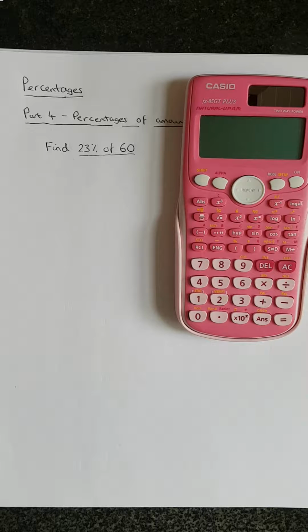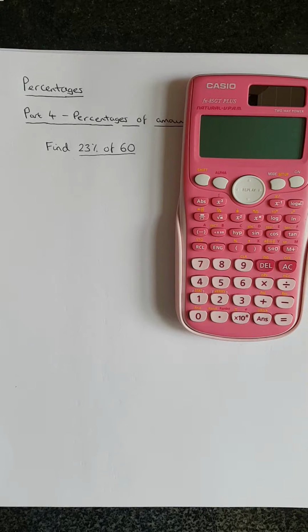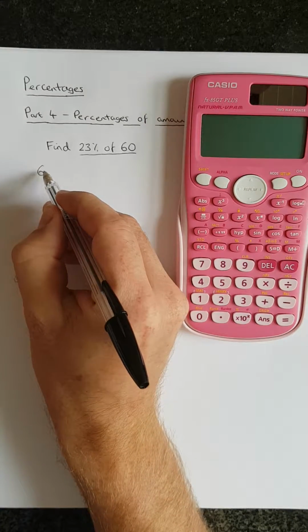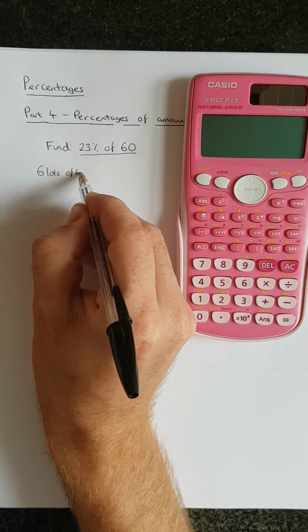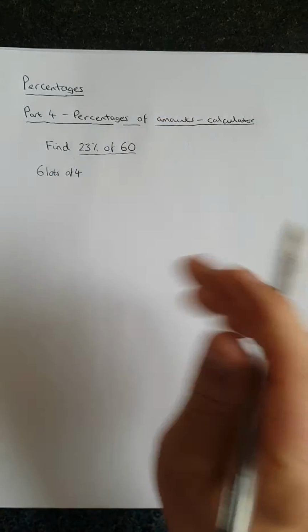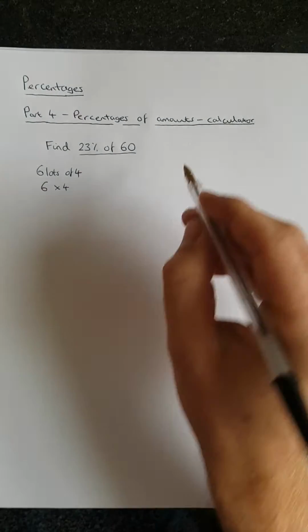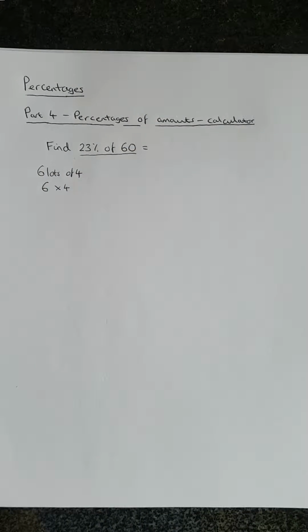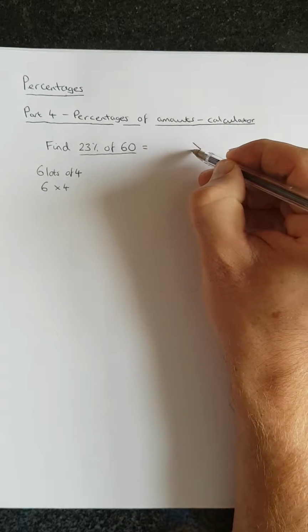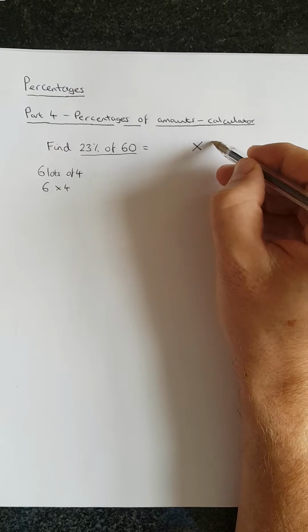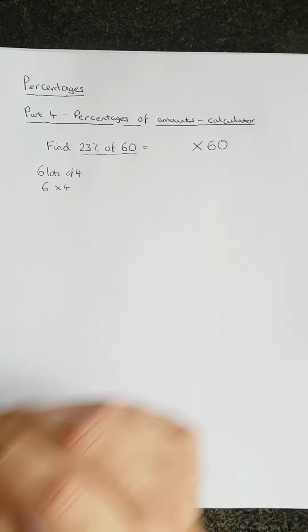23% of 60. Well, we've seen of before. If you remember, we dealt with of when we were looking at fractions, where we learnt that 6 lots of 4 meant 6 times 4. So we can take of to mean multiply. Now we can keep 60 as 60 because that'll type in lovely.